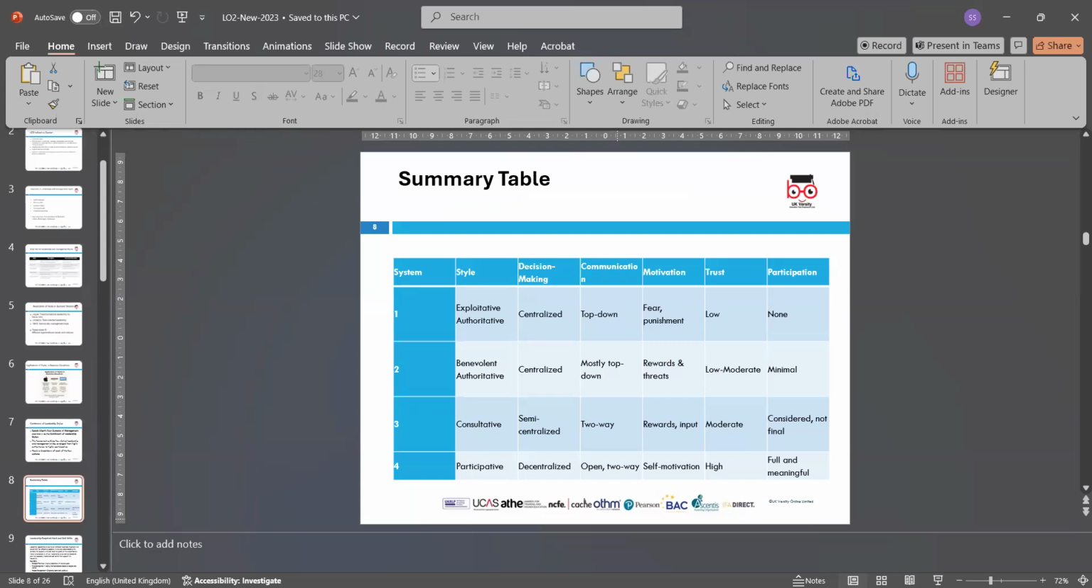So if we go into detail, the first one is exploitative authoritative. So in this case, what happens? Decisions are centralized and they are made at the top level by the top managers, and the communication normally flows from top to down only. So there is not a way that it is going from down to top. It's one-way communication, in other words, from top to down, from higher management to lower management.